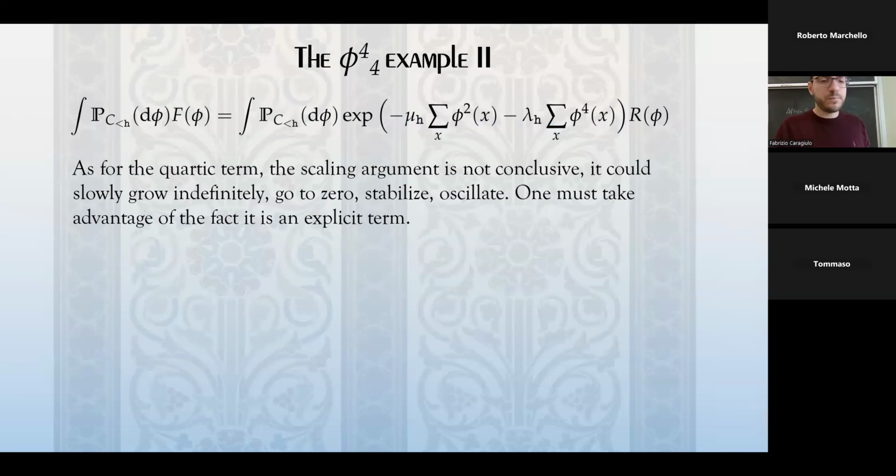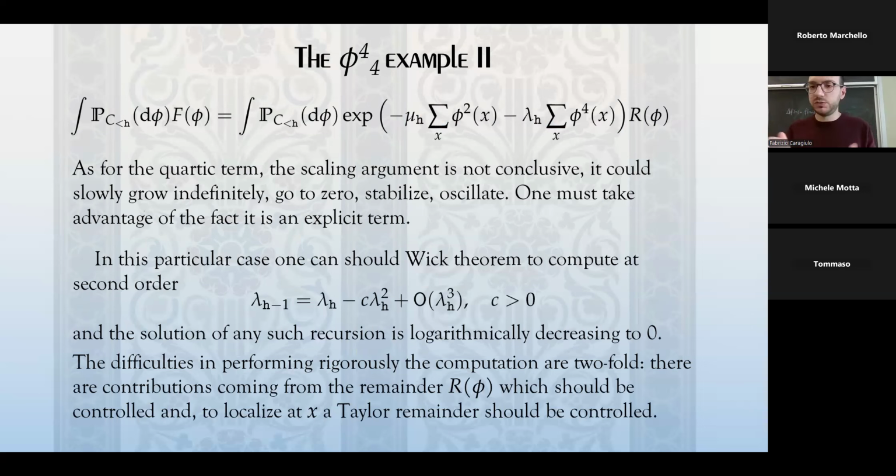And in principle it could do anything. It could grow indefinitely, it could go to zero, stabilize to a non-zero value, oscillate. And the only way to know which case we are in is to study it explicitly, at least to some degree. So in the case of phi to the 4 in 4 dimensions, one can do some perturbative computation. What does it mean to do perturbative computations? Now we know it means to truncate the exponential at some degree, use Wick's theorem, take all the terms up to some order, and put the rest in a remainder to be estimated and say that it is small.